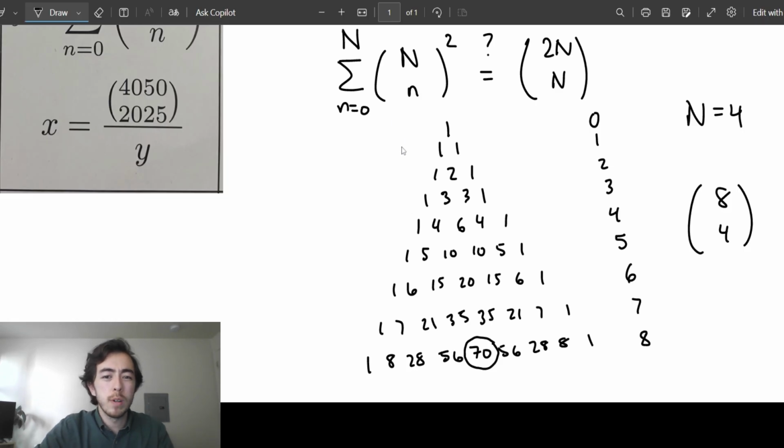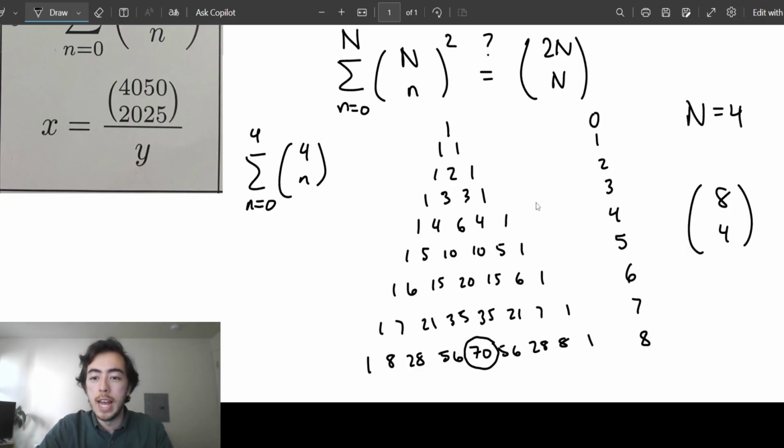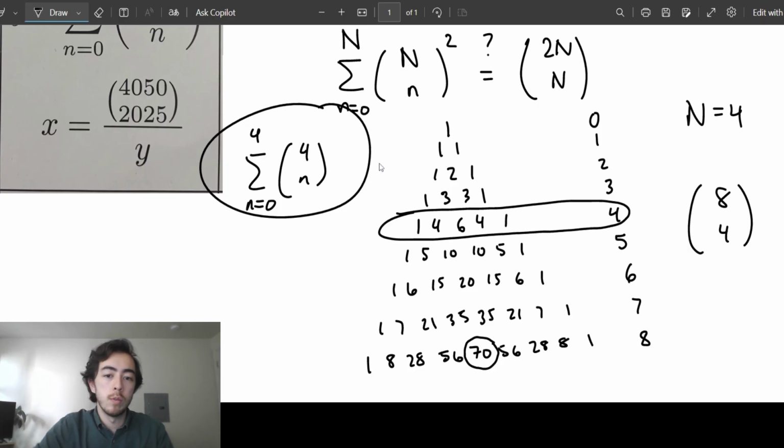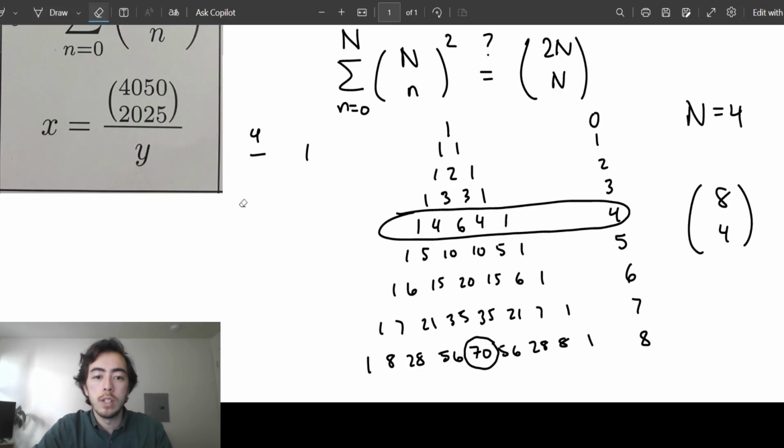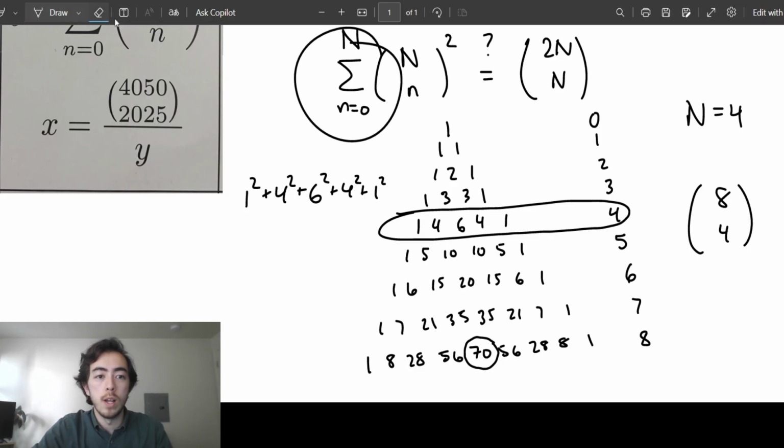On the left side, it's a little bit more complicated. We have 4 choose n, and then we're going to sum up those values from n equals 0 to 4. So I am looking now at the 4th row of Pascal's triangle. Just this notation would suggest that I add 1 and 4 and 6 and 4 and 1. But we do have that little square right there, so I need to square those values. I need to square 1, 4, 6, and then the 4, and then the 1, before I add them all up.